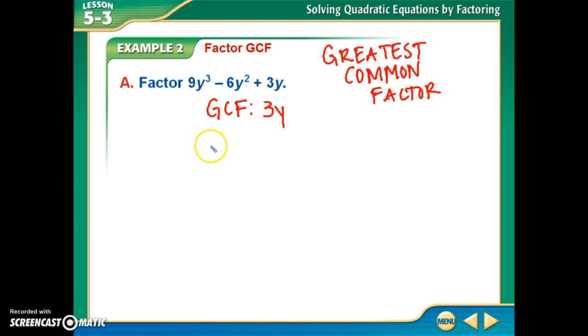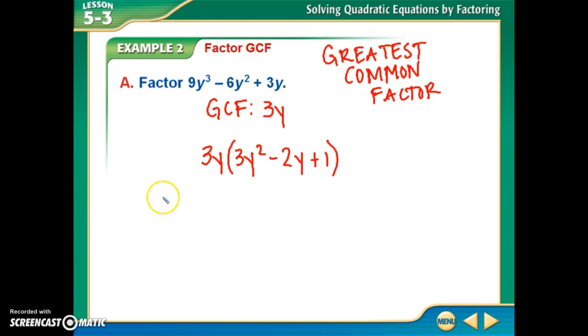Once you find your GCF, you're going to pull it out. So we're going to put a 3y on the outside, and then on the inside, we're left with 9y cubed divided by 3y, so you get 3y squared, negative 6y squared divided by 3y to get negative 2y, and 3y divided by 3y to get positive 1. So factored form is 3y times 3y squared minus 2y plus 1.